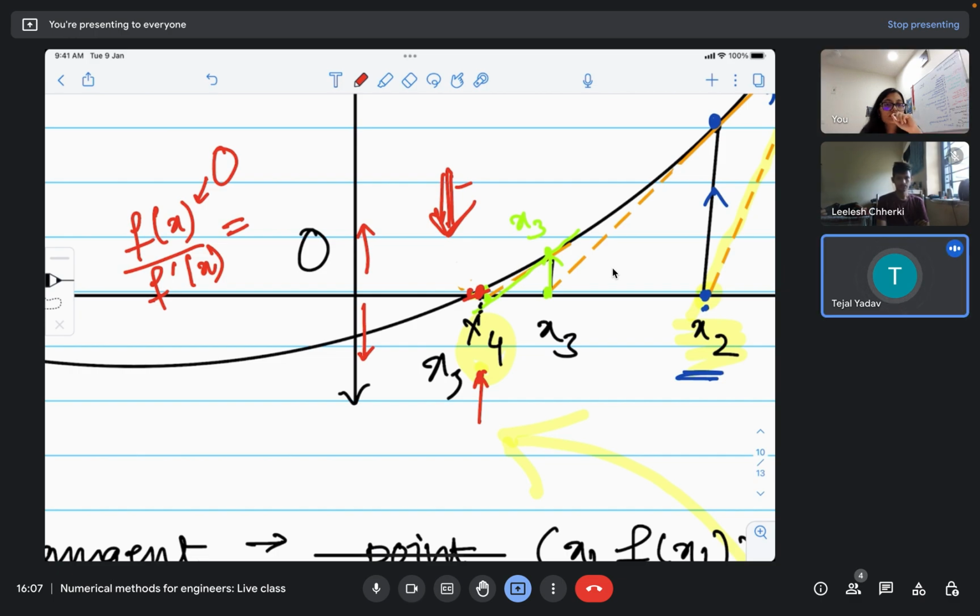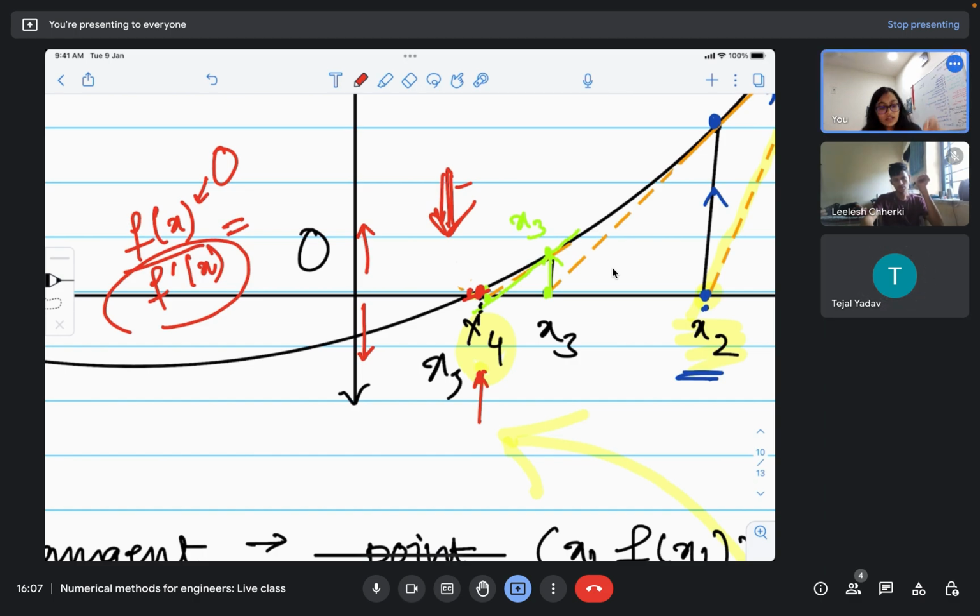Yes, ma'am. And what will be f dash x? Anyone would like to give me an idea? Will f dash x be positive, negative, or 0? Just tell me whether f dash x will be 0 or it will have some value. It will have some value. Excellent. Why will it have some value, Leelish?